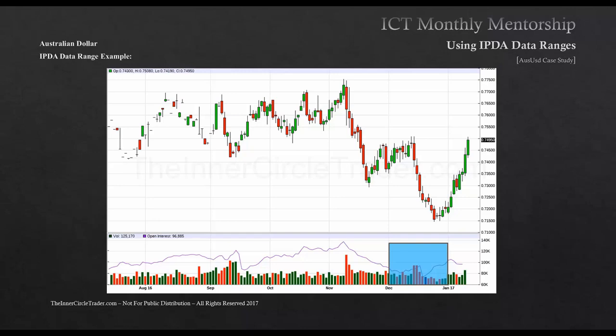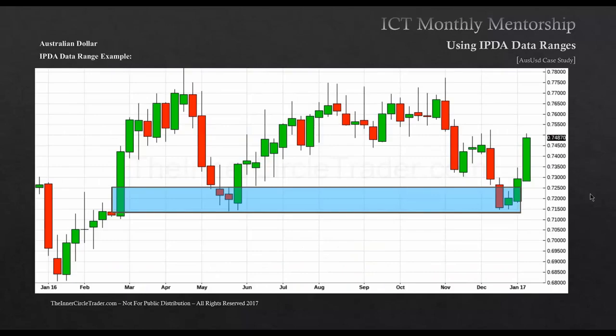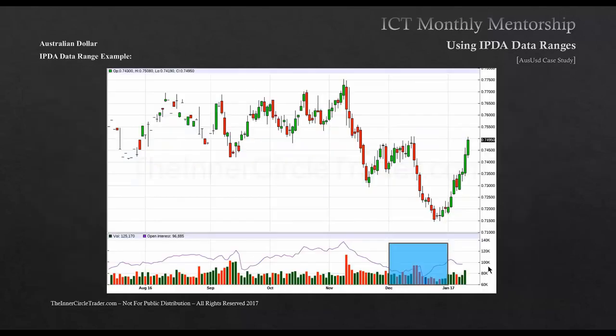Let me go back one more time to show you the weekly chart. There's that 71.50 level down here. We've been there before in May. Look at that level here. You can see that 71.50, that level has been hit perfectly. It nails it, and then it runs away.